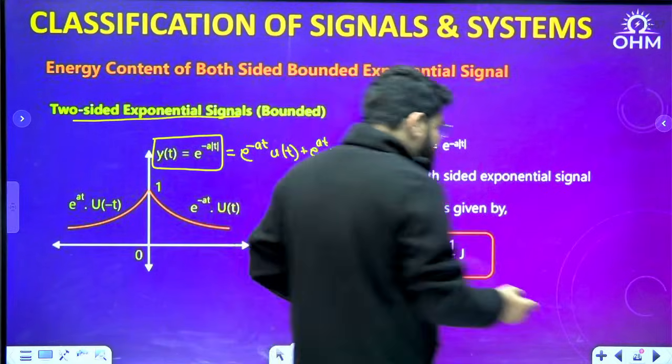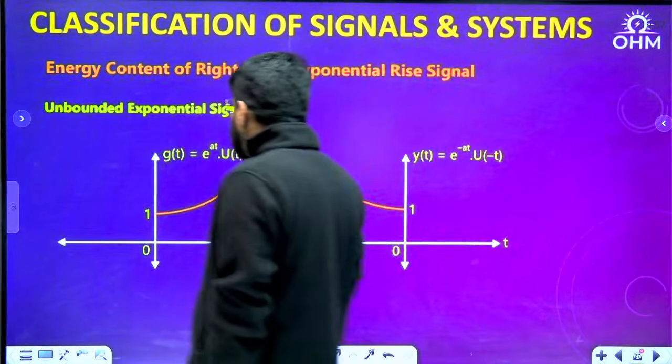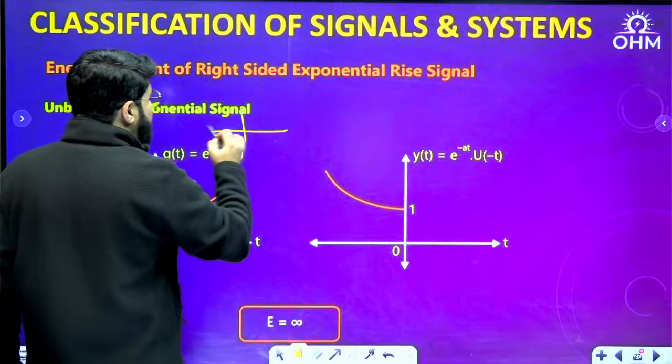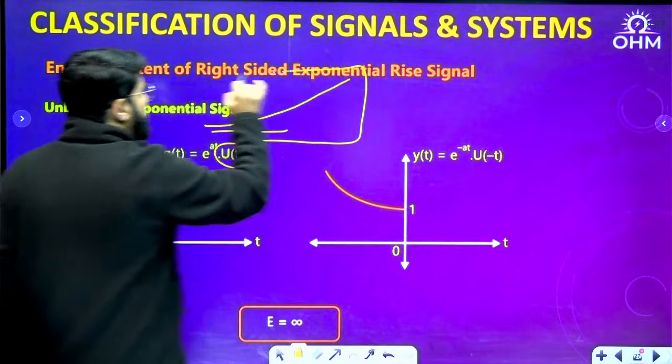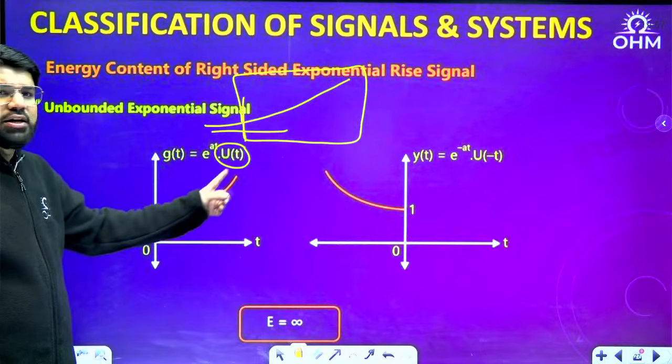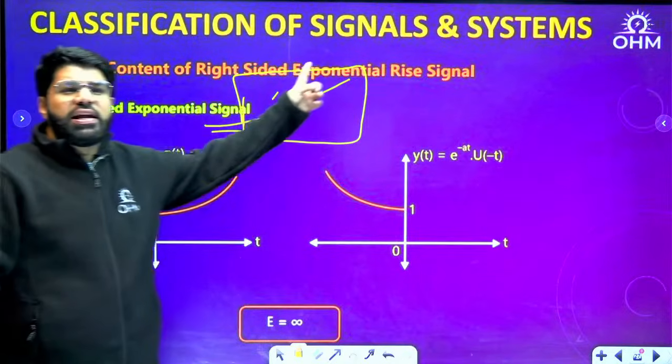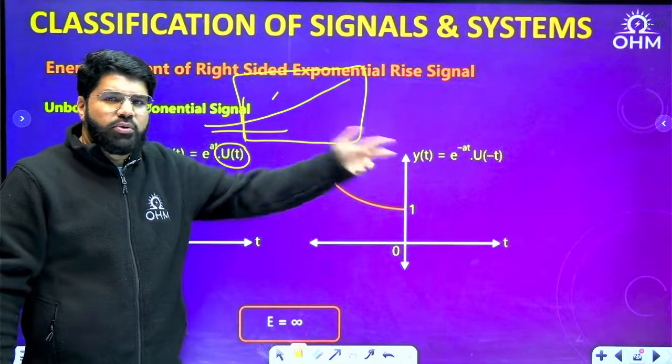But if it is an unbounded exponential signal, e power plus at, as I told you, alone e power at, this is the graph. And if you take u(t), meaning only the right portion of it, this is the graph you get. It increases from 1 to infinity. That is the unbounded case.